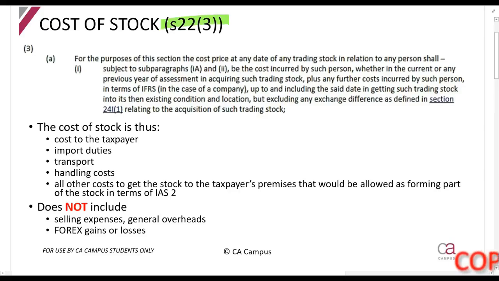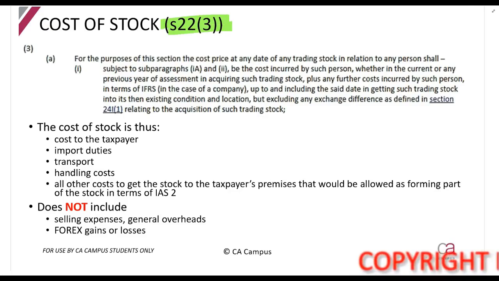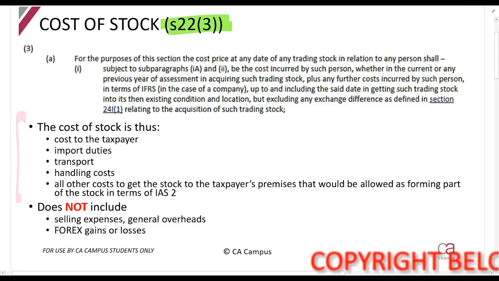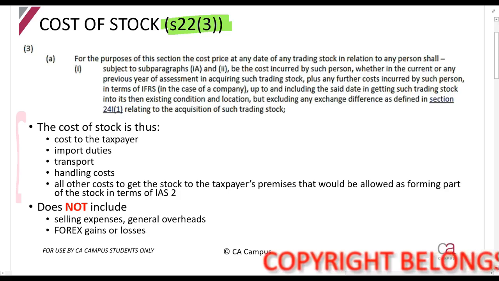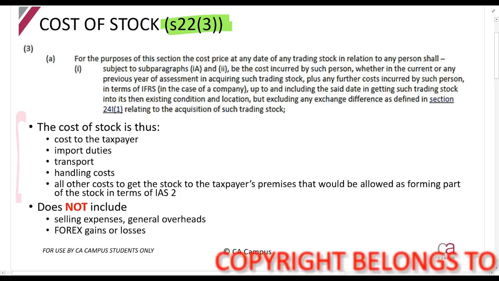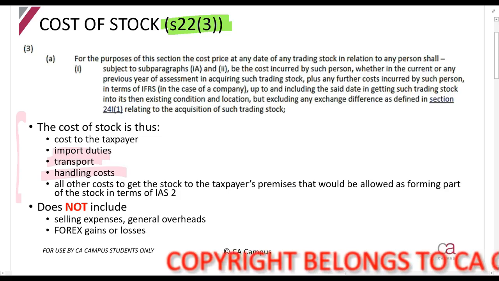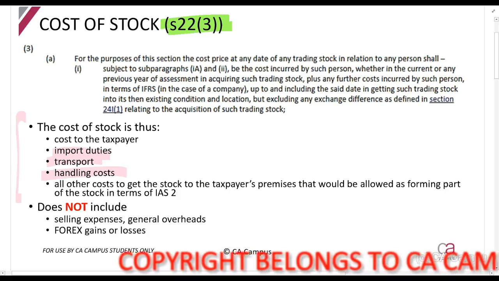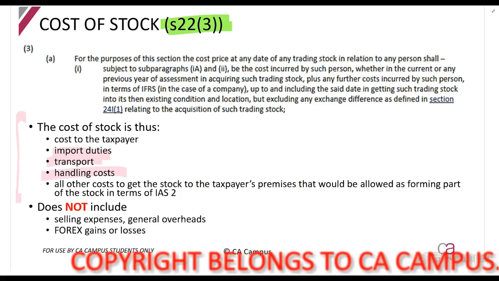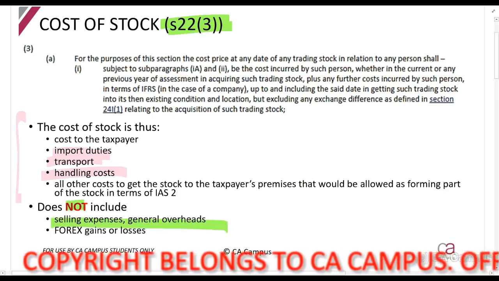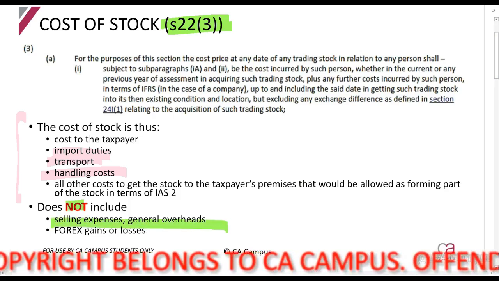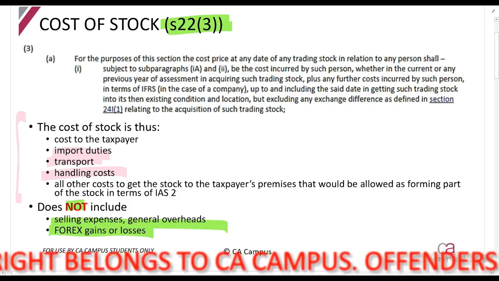Section 22.3 talks about the cost of stock. So what is included in the cost of stock? Now, I'm going to start just here at the bottom by showing you that it tells you that the cost of stock is basically all of the costs incurred by the taxpayer, including import duties, transport, handling costs, and all of the other costs that the taxpayer would pay to get it to their premises. But it does not include selling expenses and general overheads and forex gains or losses. So it's very similar to the IFRS treatment.